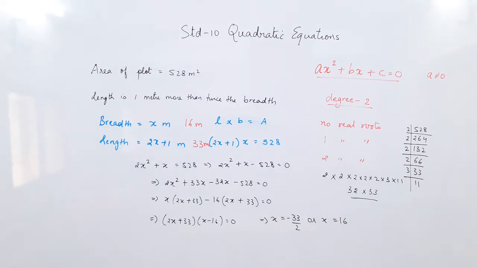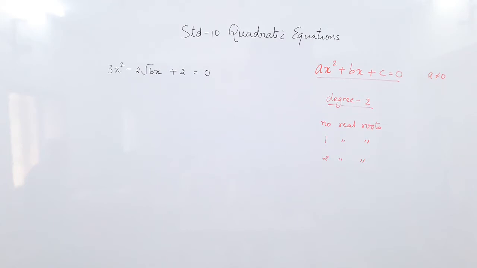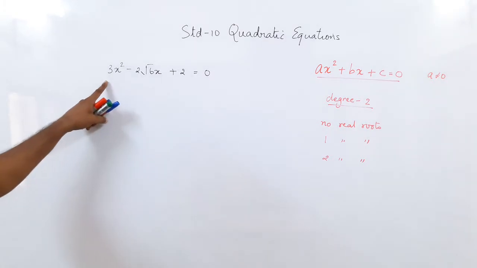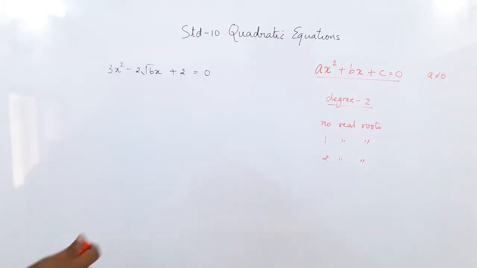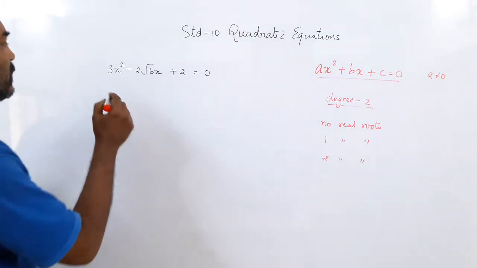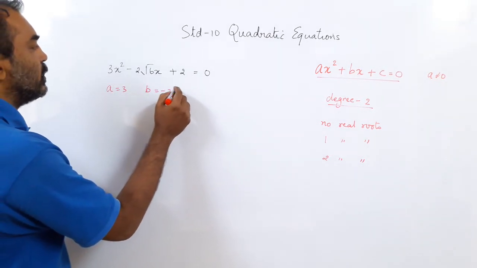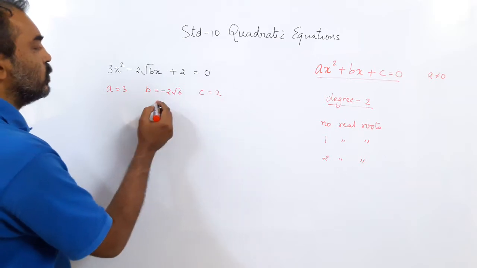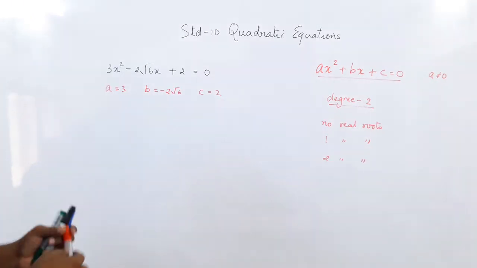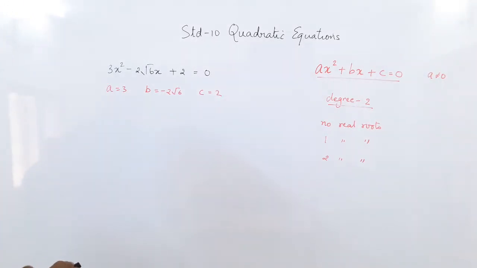Now we have another sum here: 3x square minus 2 root 6 x plus 2 equal to 0. Now what you can see here is that a is equal to 3, b is equal to minus 2 root 6 and c is equal to 2. Now we got a root 6 here. Can we solve this sum by splitting the middle term? Now here you have to think a little differently.